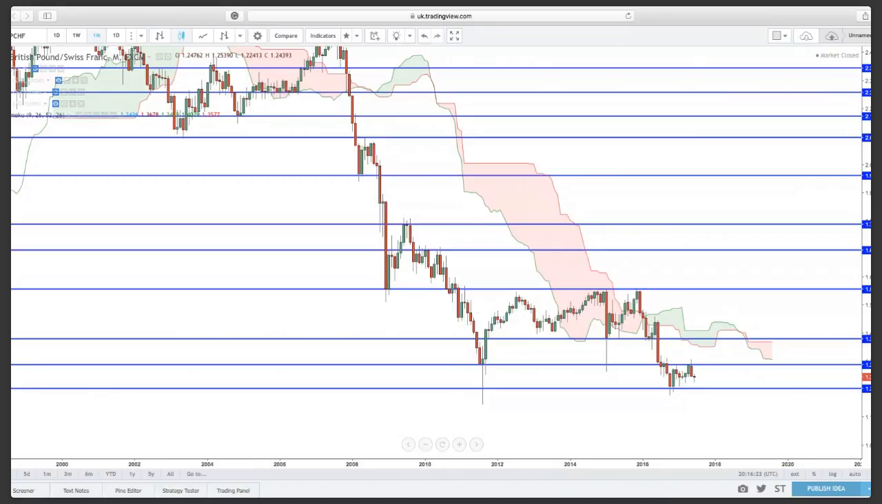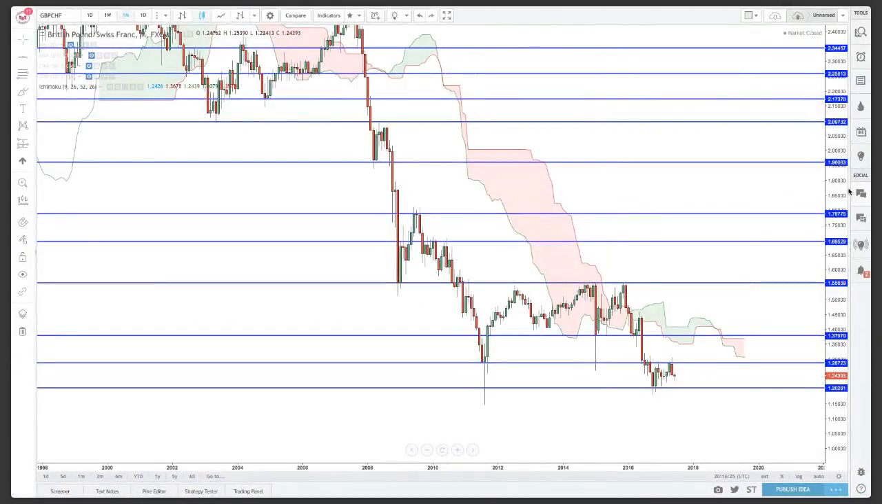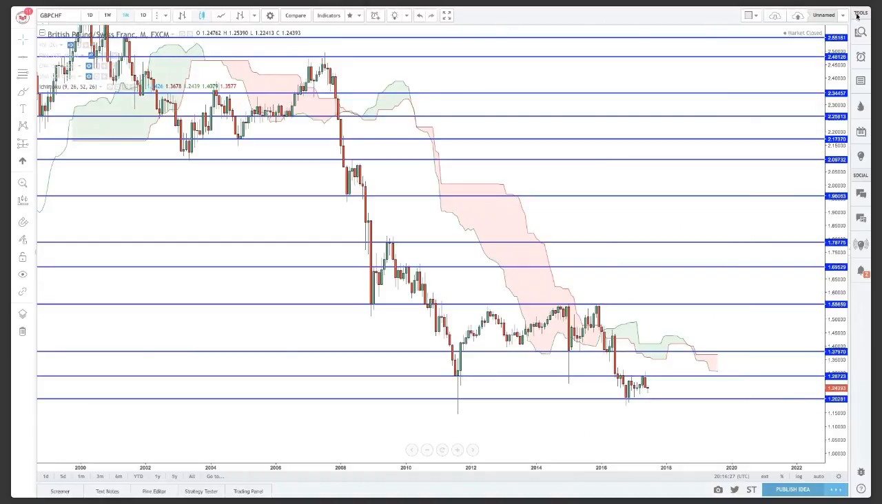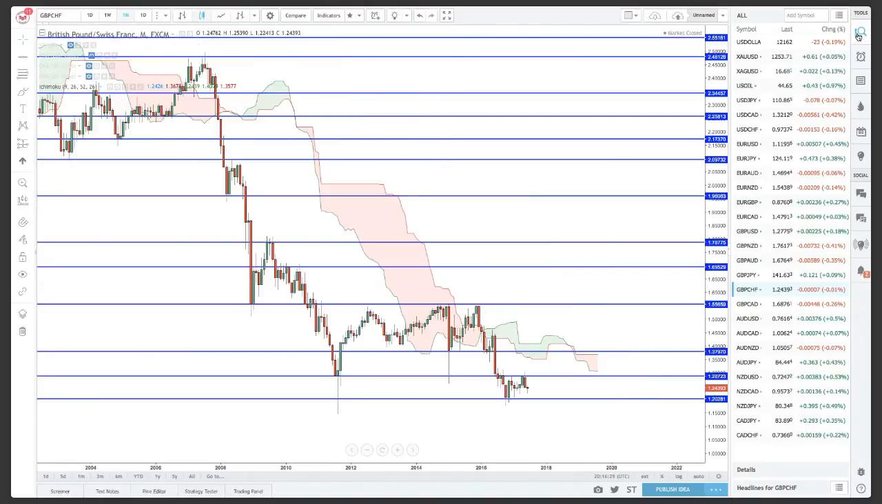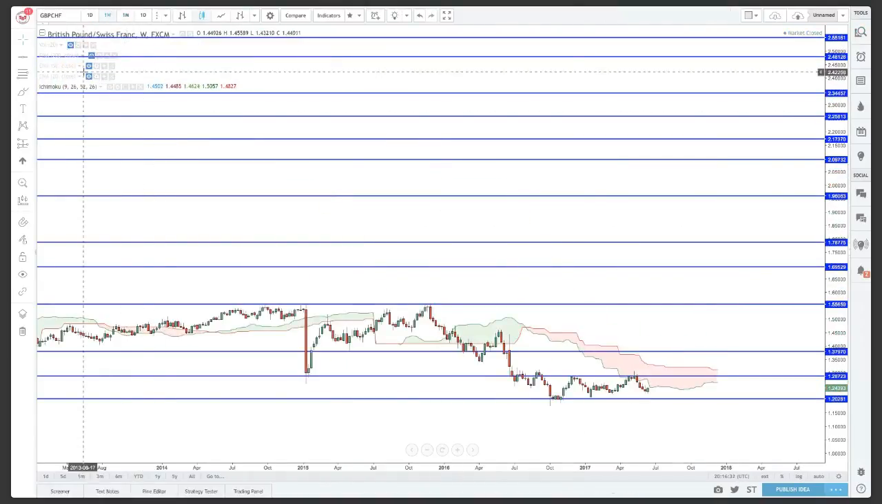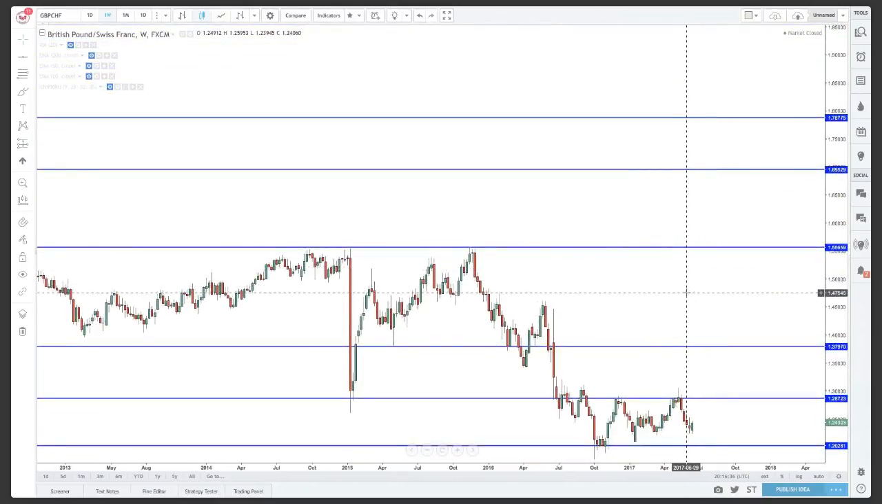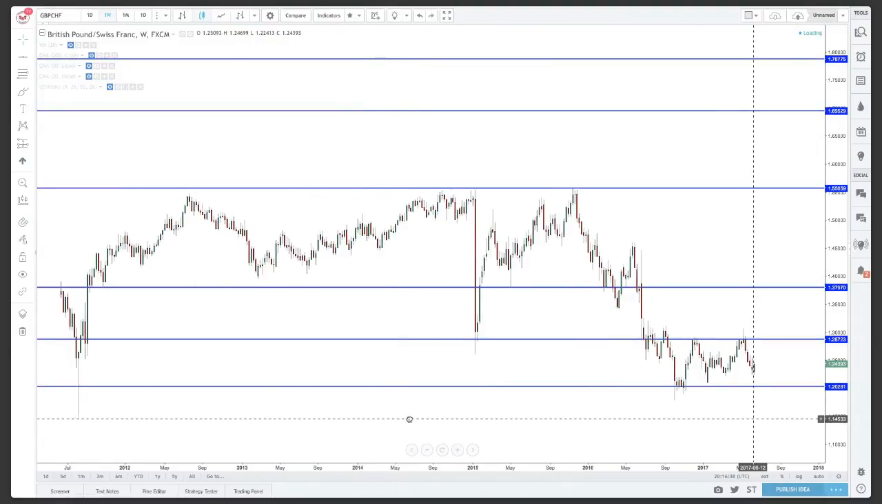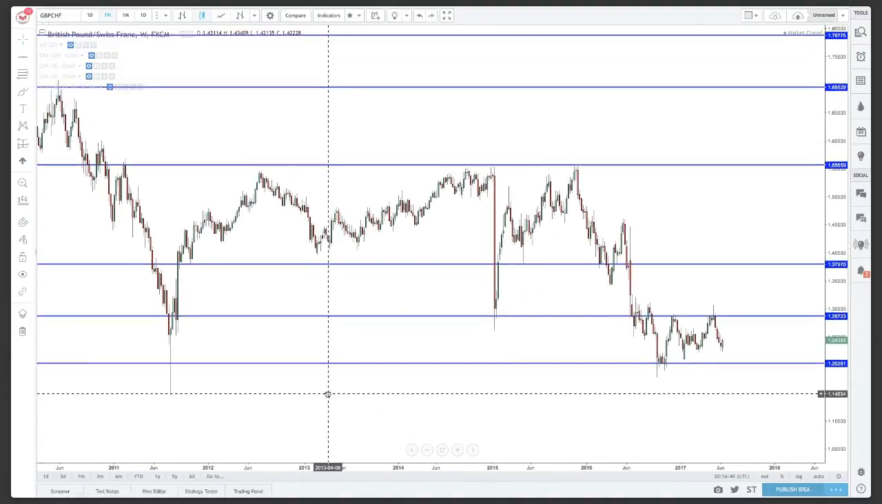Okay guys, seems everyone's happy there with the monthly time frame of GB pound Swiss franc. We're now going to move on to the weekly time frame, which is up here in the top left hand corner. It's extremely hot here in the UK today, especially in the office, so do forgive me there for the mistakes made.